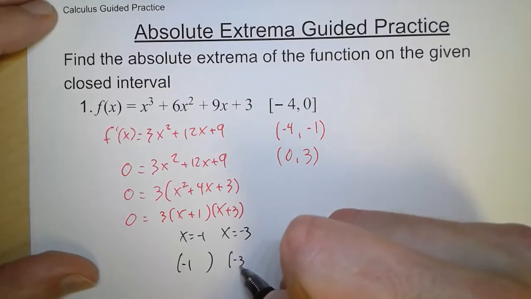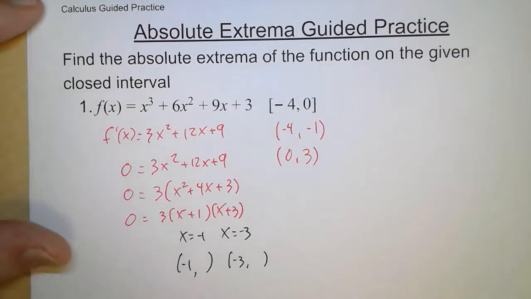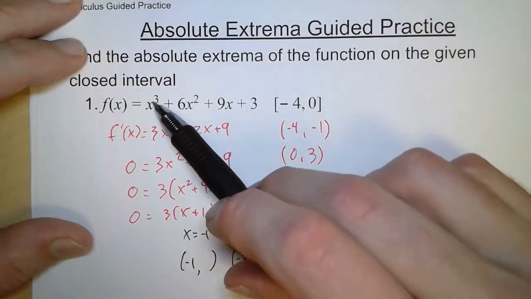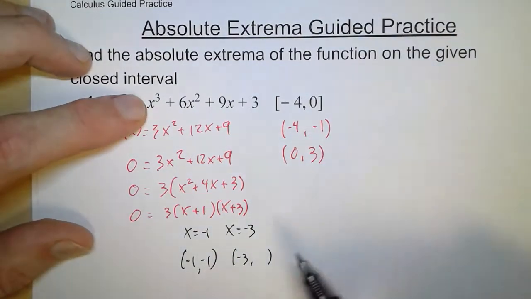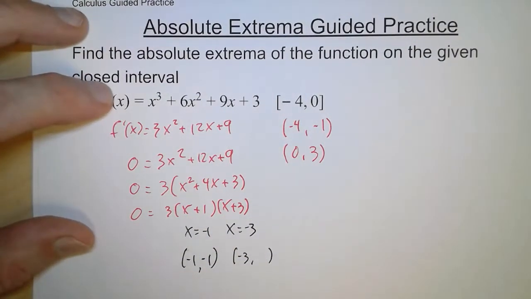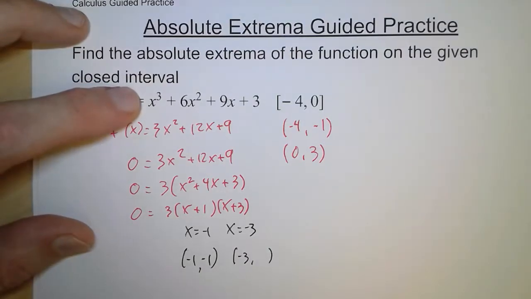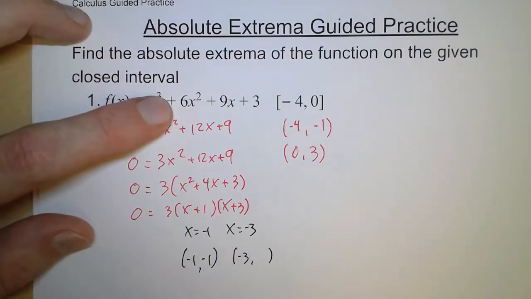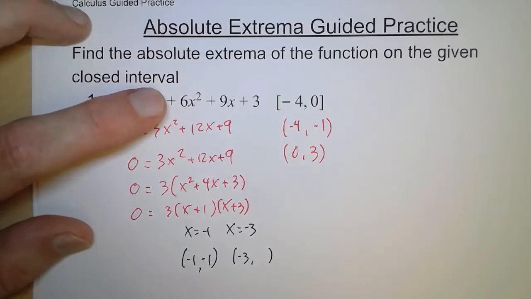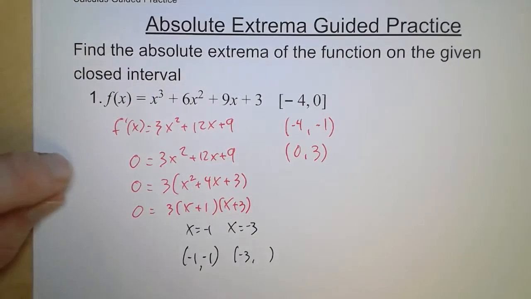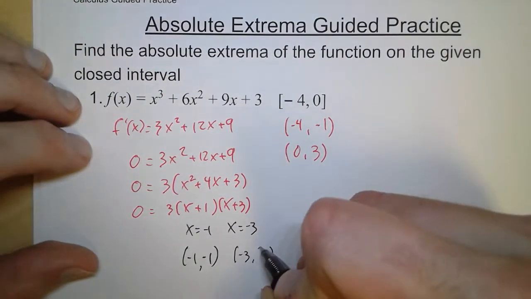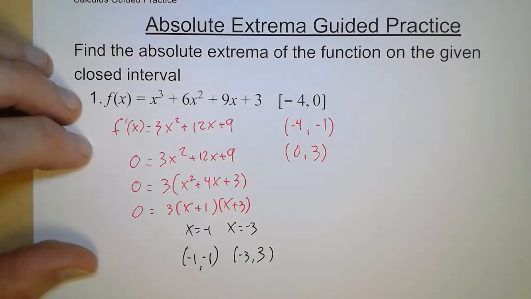So now we find the coordinates of these 2 points. If we plug in -1, this is going to be -1 plus 6, minus 9, plus 3. So that's going to give us a value of -1. And then if we plug in -3, that's going to be -27 plus 54, minus 27, plus 3. And so that gives us a value of 3.